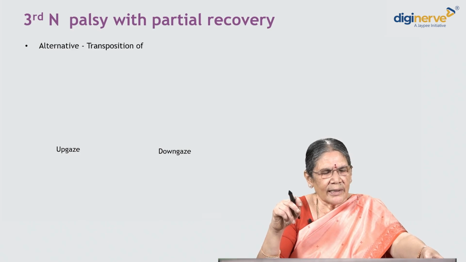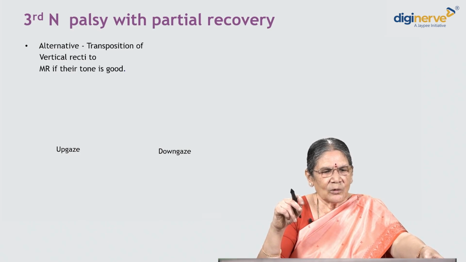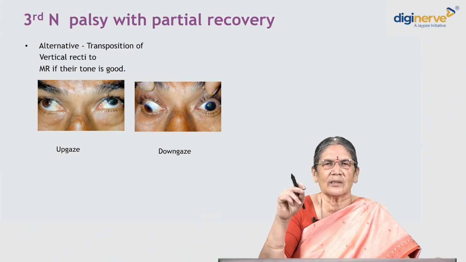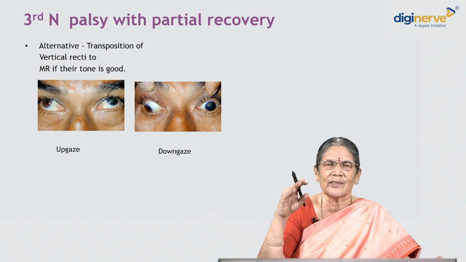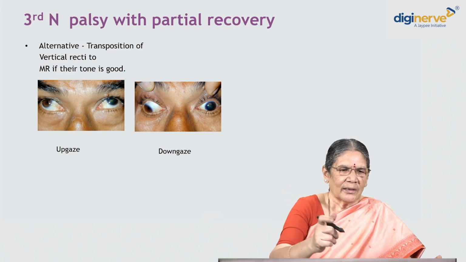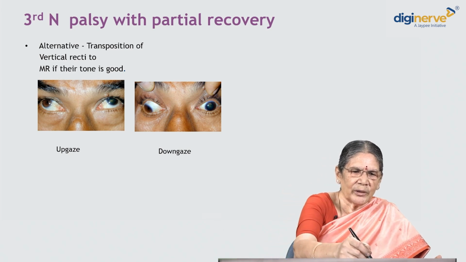The other alternative here is when the medial rectus tone is not good, then transposition has to be thought of. That means the vertical recti are transferred to the medial rectus, provided the tone of the vertical recti muscles is good. The vertical recti tone should be good.